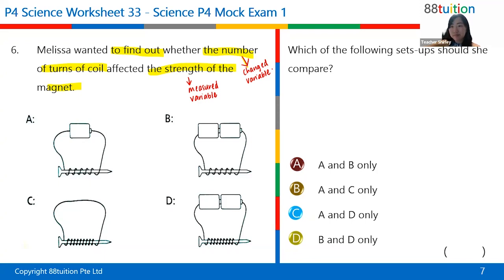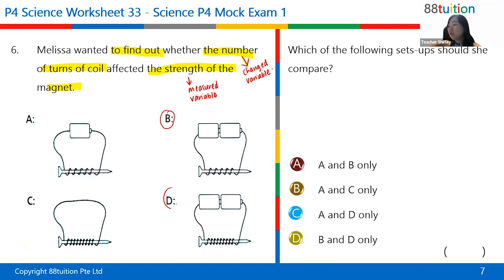Hmm. Okay, maybe we get Safia to try because I think we have not gotten you to try. Which one do you think is the answer? Because the number of coils should be the change variable, right? The number of batteries must stay the same. Okay, Safia said D.